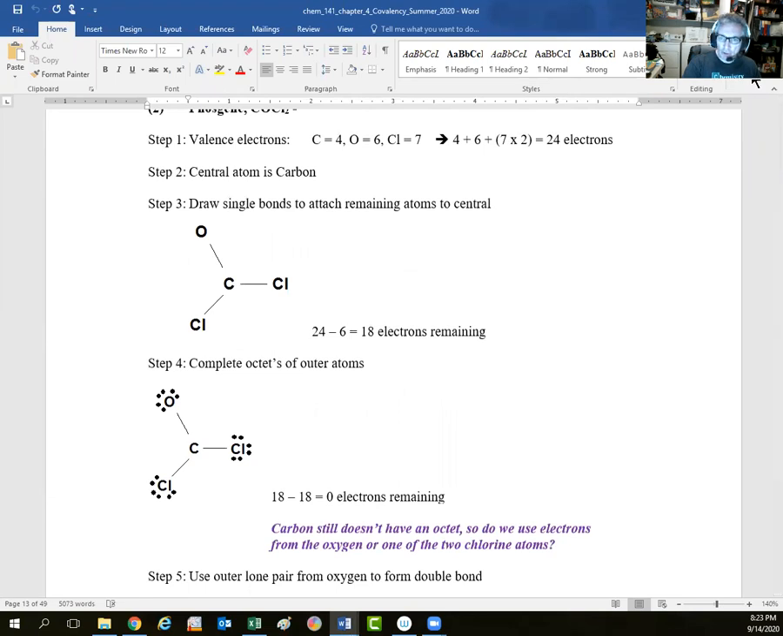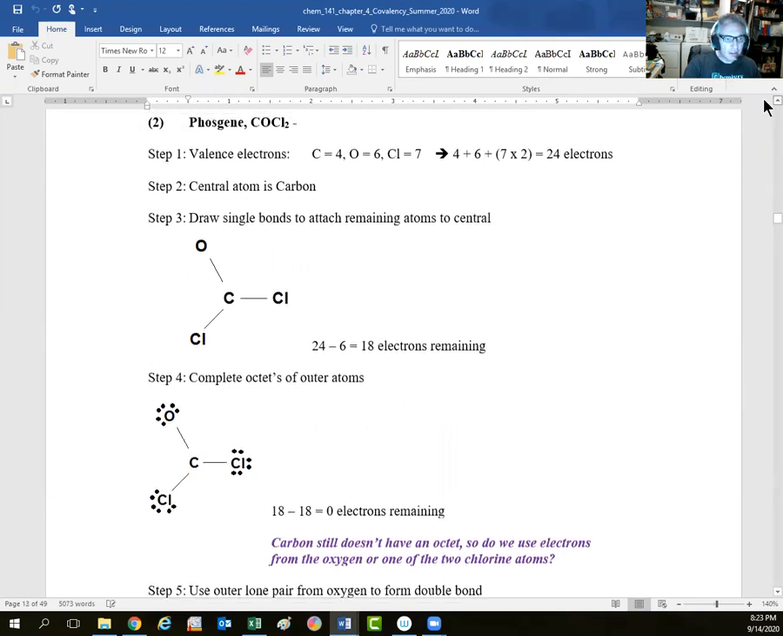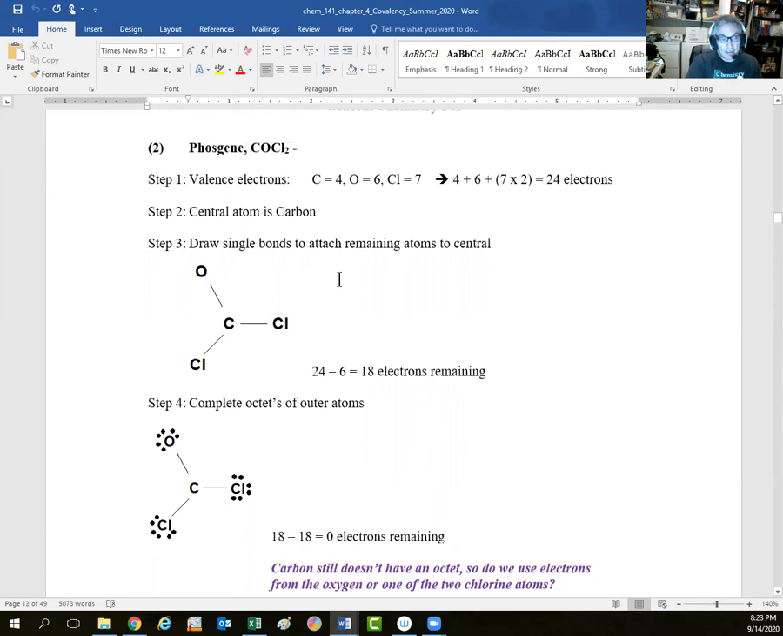So phosgene, which is the old mustard gas ingredient for World War I chemical bombs. We count valence electrons, 4 for carbon, 6 for oxygen, and 7 for each chlorine atom, but there's 2 of them. That gives us a total of 24.